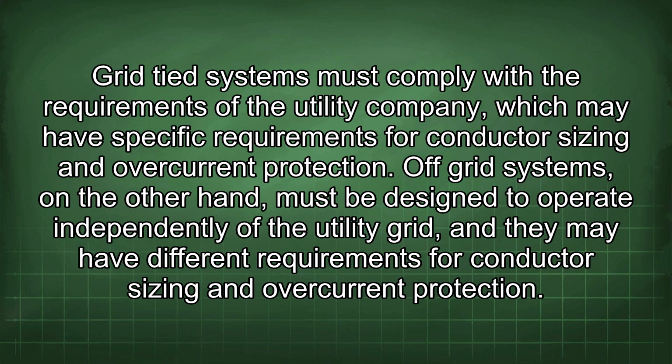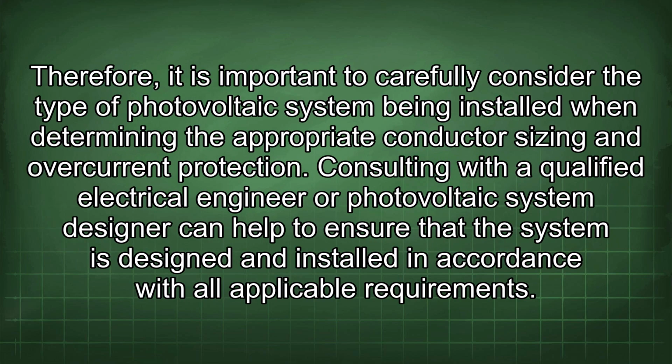Grid-tied systems must comply with the requirements of the utility company, which may have specific requirements for conductor sizing and overcurrent protection. Off-grid systems, on the other hand, must be designed to operate independently of the utility grid, and they may have different requirements for conductor sizing and overcurrent protection. Therefore, it is important to carefully consider the type of photovoltaic system being installed when determining the appropriate conductor sizing and overcurrent protection. Consulting with a qualified electrical engineer or photovoltaic system designer can help to ensure that the system is designed and installed in accordance with all applicable requirements.